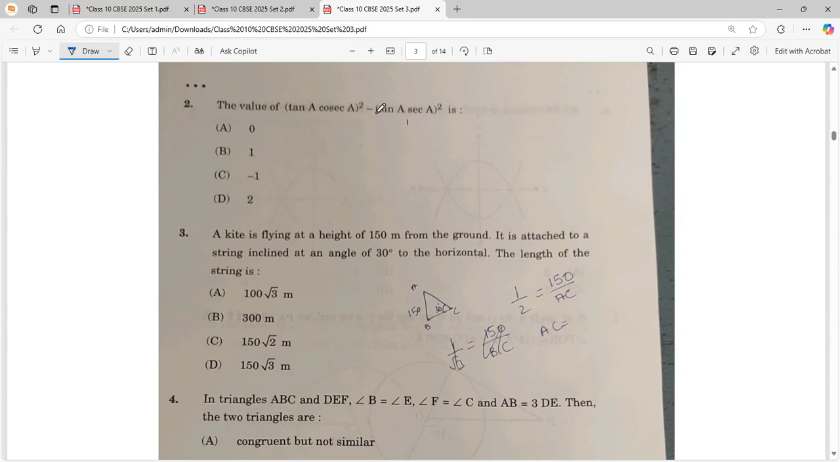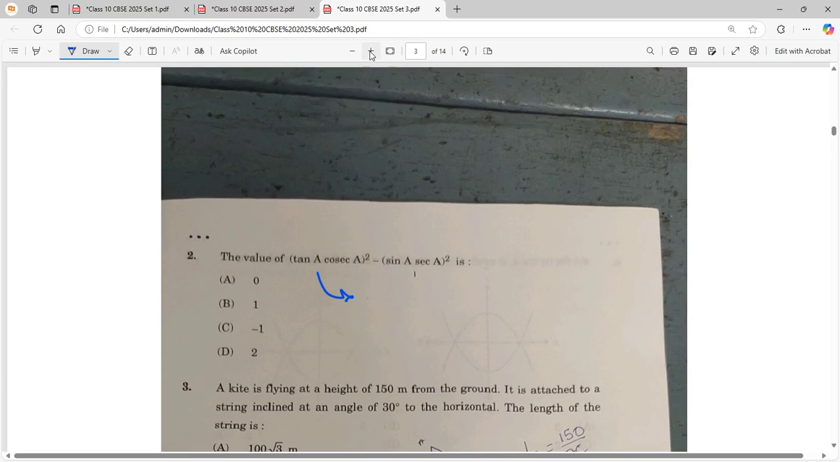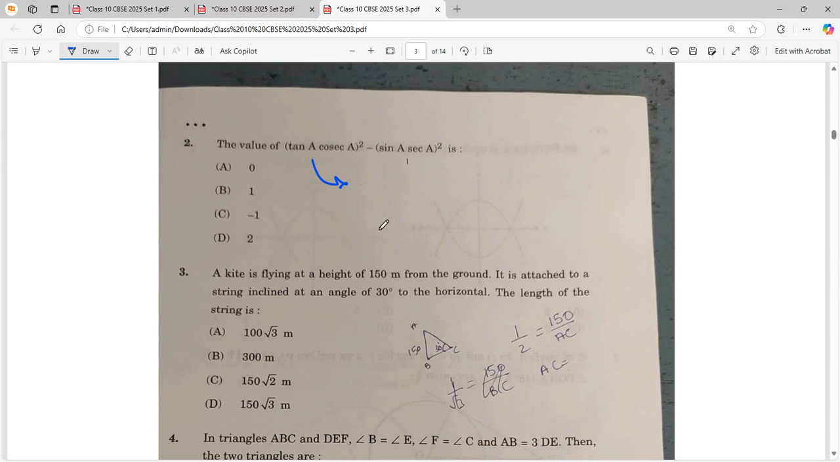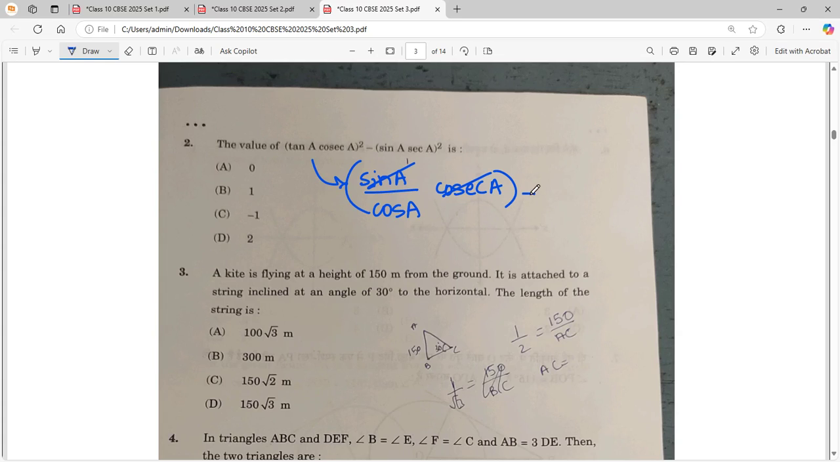So tan A cosecant A. tan A can be written as sine A divided by cos A, and you have cosecant A, which means these two get cancelled, so you will be left with secant A. Sine A into secant A is equal to sine A divided by cos A, it becomes tan A. So we can convert this whole expression as secant square A minus tan square A, that is equal to 1. Option B is the correct answer.